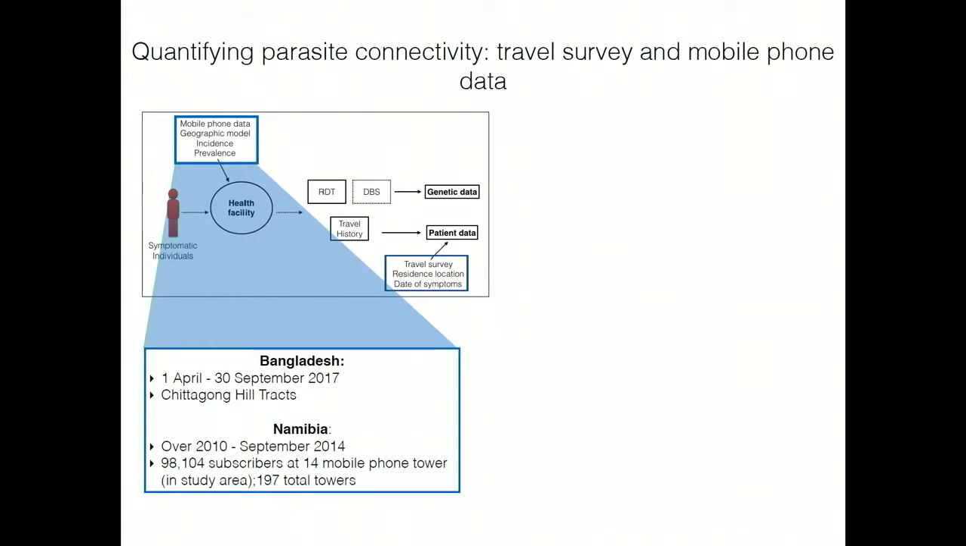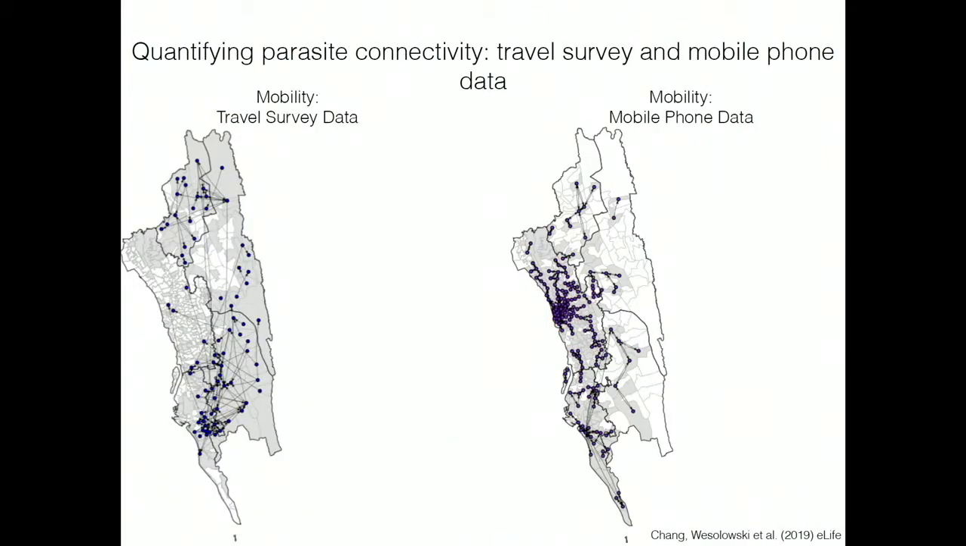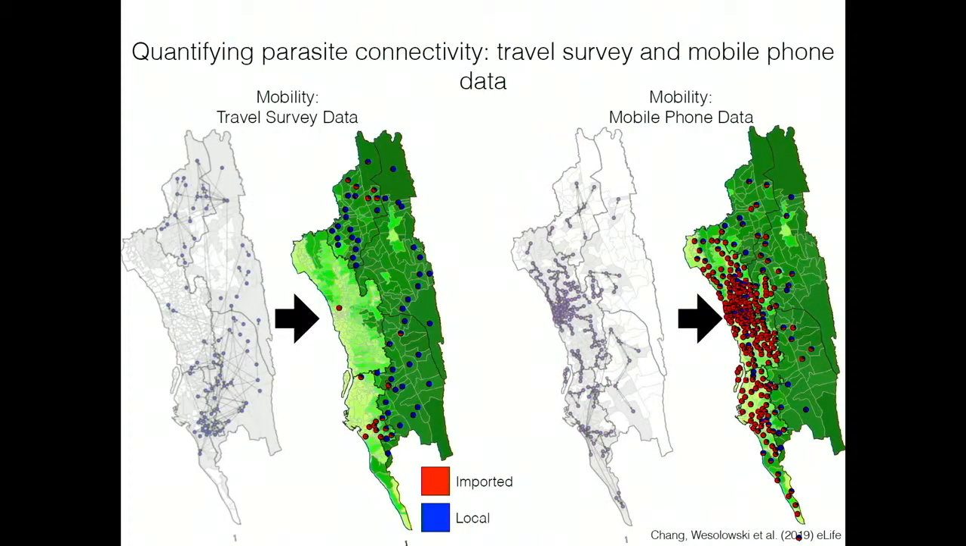So briefly, some of the data sets. These are the mobility data sets, where we have mobile phone data from Bangladesh and Namibia, and we also did travel surveys in each of those countries. These are some results from the Bangladesh study. In Bangladesh, we really just focused on the Chittagong Hill Tracts region, which is where most of the malaria is. We can map where people are traveling based off the travel surveys or based off the mobile phone data. One thing to note is that these data sets spatially don't necessarily overlap a whole lot. There's not a huge amount of coverage in the forested area where we specifically asked people if they had traveled. But we can also look at what we're saying about the proportion that are imported or locally acquired based off these different data sets.